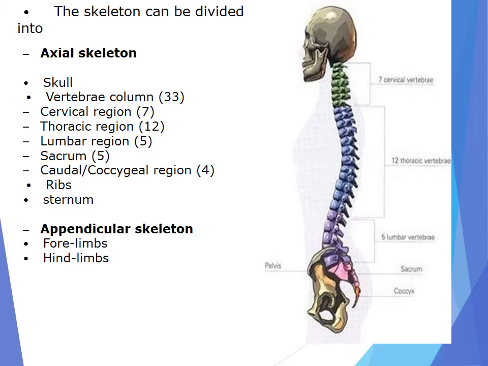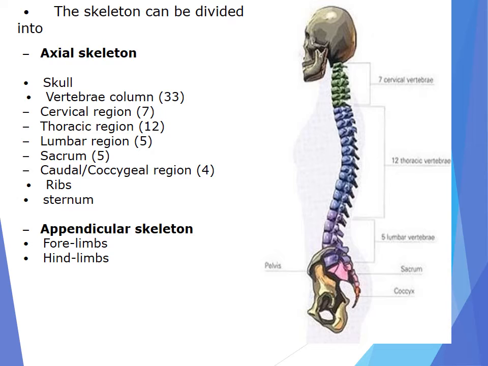Then come the ribs, which cover the front part of the body, and they are present in the chest region. And then comes the sternum, the middle bone which joins the ribs, as you can see in this diagram.